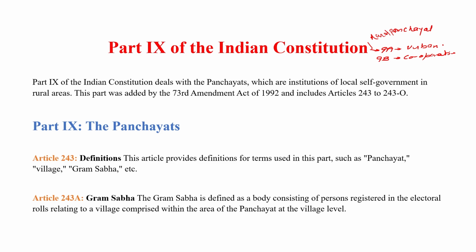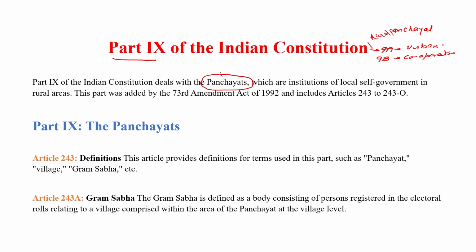The 73rd Amendment deals with the rural Panchayati Raj system in India, and the 74th Amendment deals with the urban Panchayati Raj system in India. So with part 9th A and 9th B, we will also discuss two major amendments: the 73rd Amendment, in which there is the rural panchayat, and the 74th Amendment, in which there is the urban panchayat. Clear? So let's start with part 9th of the Indian Constitution, which deals with the panchayats and especially the rural panchayat in India.